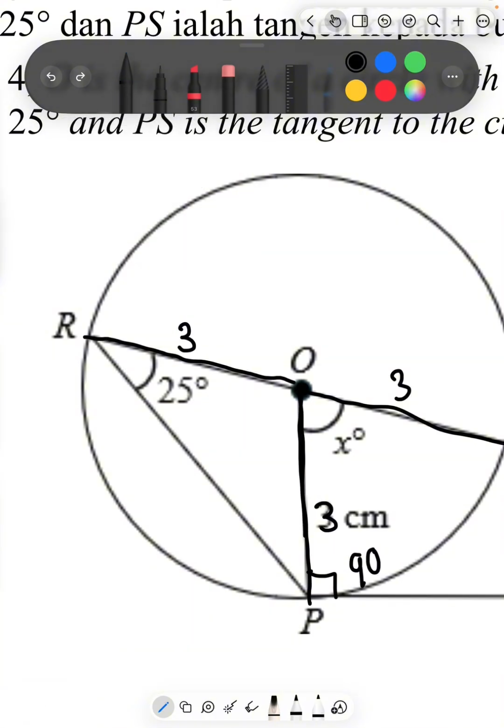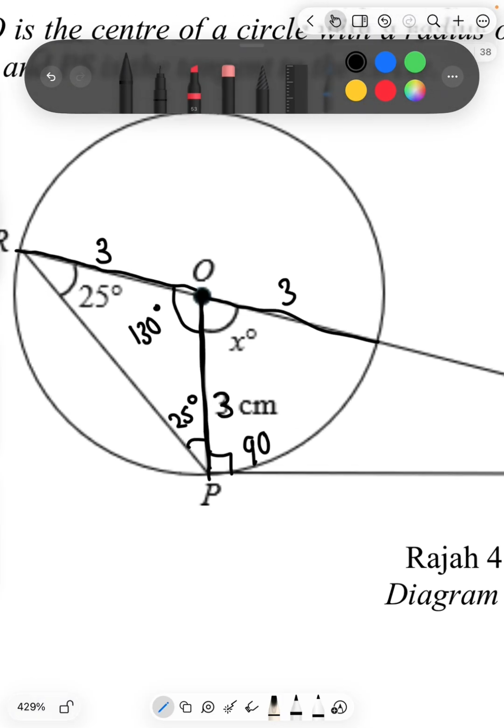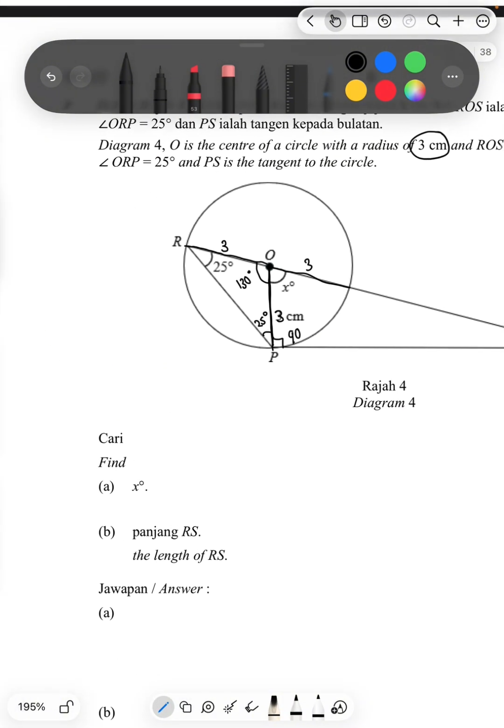Because I just realized these are the same length. It's an isosceles triangle, which means that this is also equal to 25 degrees. Then it means that 180 minus 25 minus 25, because 180 is the sum of the interior angles of a triangle, then this will be equal to 130 degrees. Then X will be equal to 180 minus 130. So it's equal to 50.